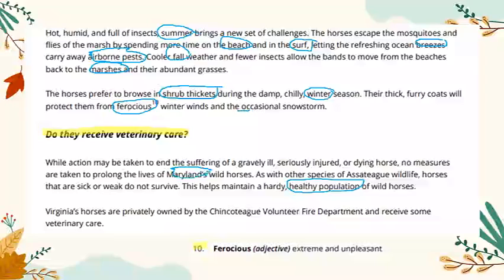Now, it does talk about Virginia, though. Virginia's horses are privately owned by the Chincoteague Volunteer Fire Department, and they receive some veterinary care. So it doesn't say what kind, but it just says some veterinary care. So apparently they step in a little bit to offer that care.